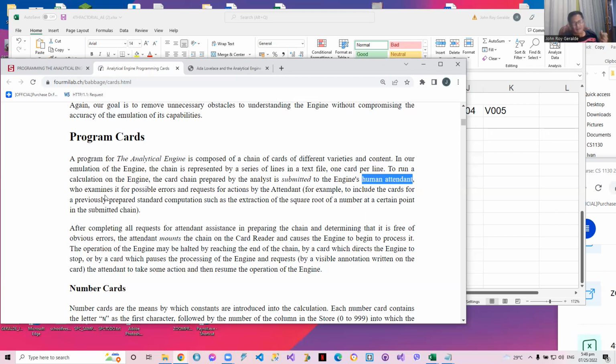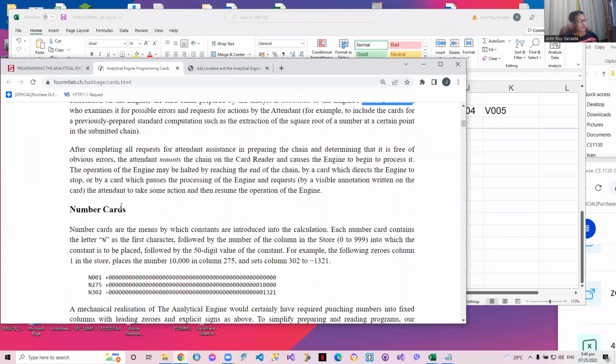So kung may makita, if the attendant finds something wrong, he will ask the analyst to correct it, and it's difficult to correct, no? Because he has to rewrite everything from scratch. Okay. For example, to include cards for previously prepared standard computation and so on and so forth. After completing all requests, the attendant now prepares the chain and determines that it's real. Then mounts the chain on the card reader. Ilalagay na niya doon sa card reader, okay? And causes the engine to process it, and initiates the engine to process it.